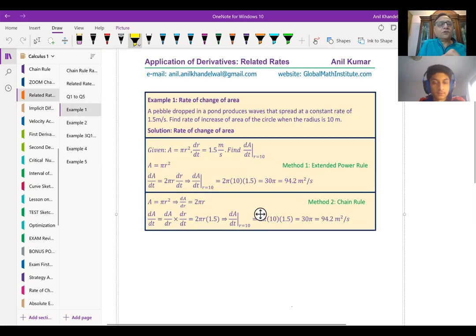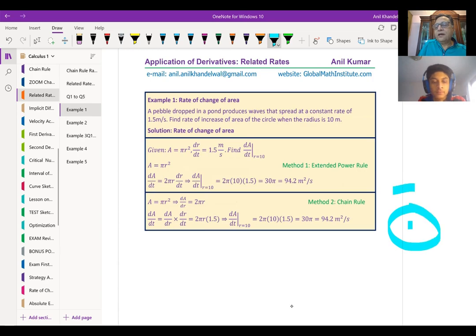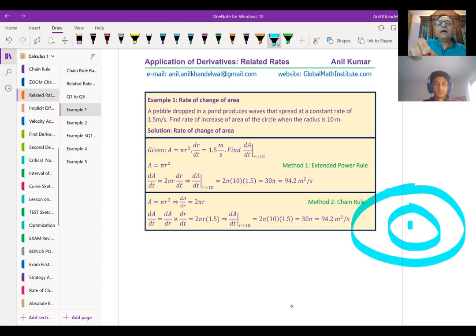Now, this is a solved example, so let's discuss it. You have understood the concept, right? So, a stone is dropped, and that is how the area is increasing, correct? Can you please read the question once again? A pebble dropped in a pond produces waves that spread at a constant rate of 1.5 meters per second. Find the rate of increase of the area of the circle when the radius is 10 meters. So when the radius is 10, we have to find the increase of area, correct?